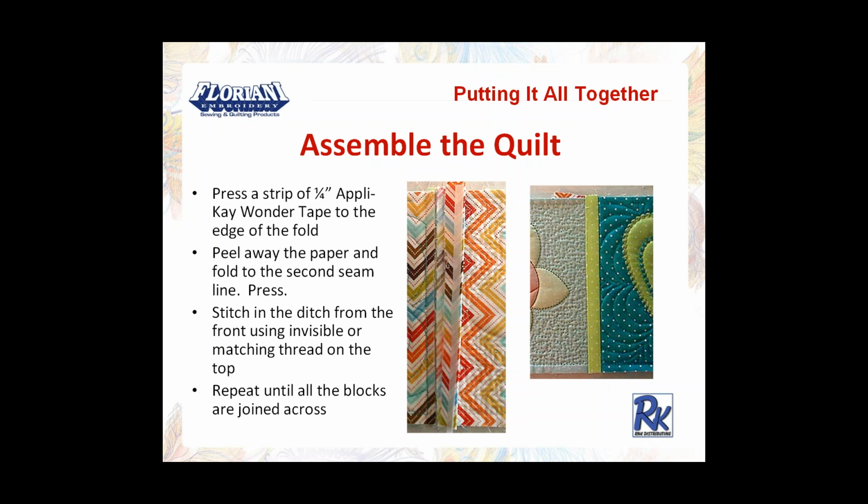And that is going to position that bottom sashing strip in the perfect place where we can flip the block over now, and from the top you're going to stitch in the ditch along that second seam line using invisible or matching thread, and that's going to tack down our bottom sashing strip to the back of the quilt. You want to repeat that until all the blocks are joined, and when you're done it's going to look something like the picture on the right there.